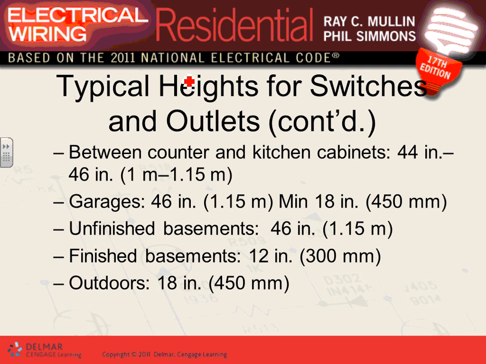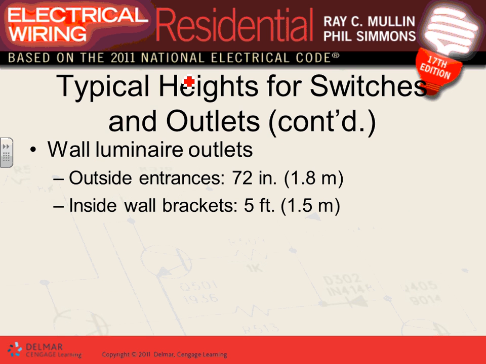Between counter and kitchen, the height is 44 to 46. Garage, if you have a receptacle in the garage, recommendation 18 inches. Unfinished basement, 46 inches. Finished basement, 12 inches. Outdoor, 18 inches. Again, a recommendation. In Minnesota, you might raise it 2 feet or 3 feet, maybe because of the snow. So again, these are recommendations for the height, but typically that's what we do when we wire.